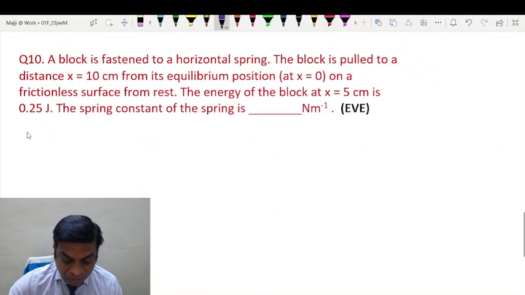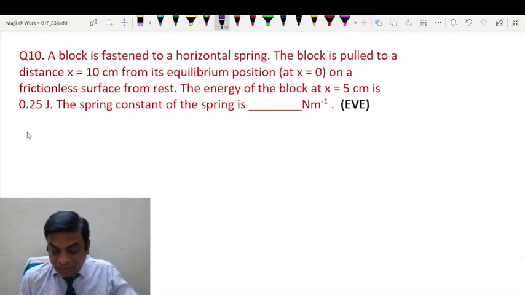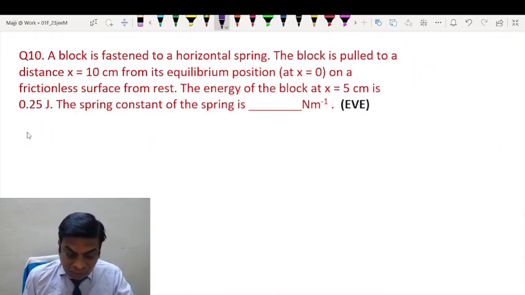Then moving to the next question, a block is fastened to a horizontal spring. The block is pulled to a distance x equal to 10 cm from its equilibrium position at x equal to 0 on a frictionless surface from rest. The energy of the block at x equal to 5 cm is.